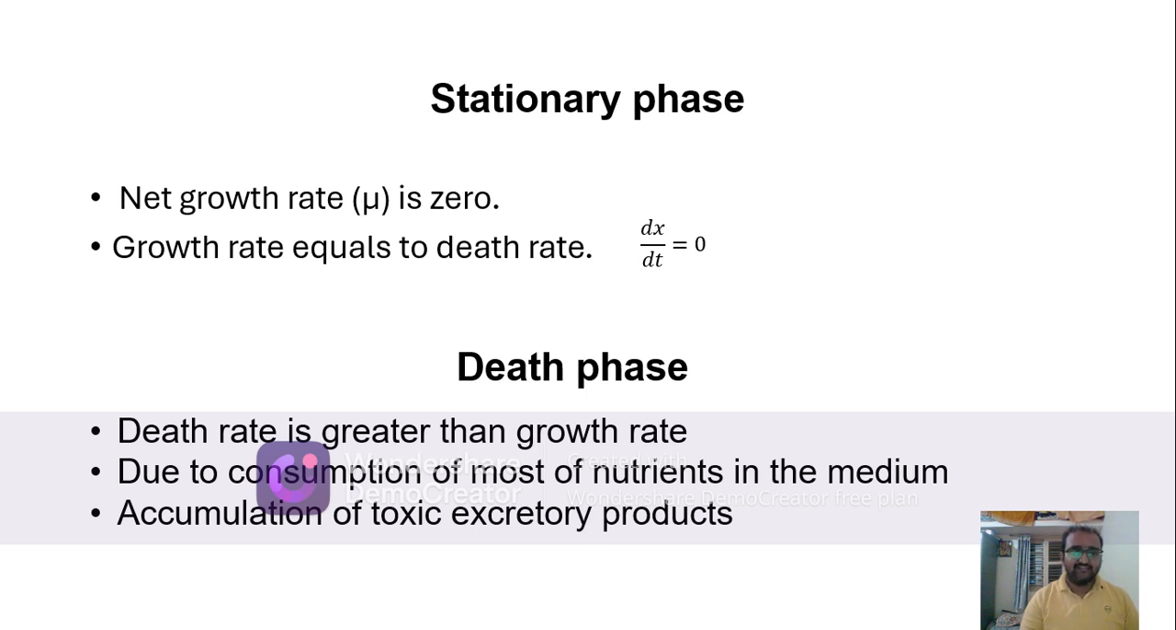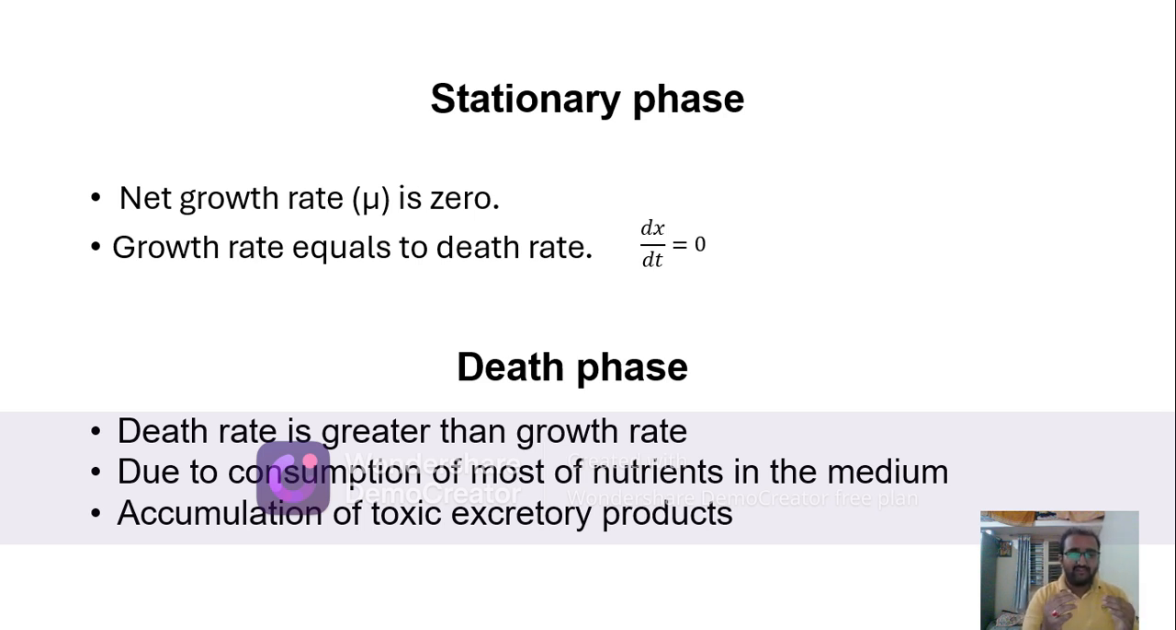In the stationary phase, after the log phase, there is a decline phase or cell dissolution phase. Cells started adjusting. Because of this, the net growth rate is equal to the net death rate. Hence, the net growth rate is zero. Because of this, dx by dt or mu is equal to zero.